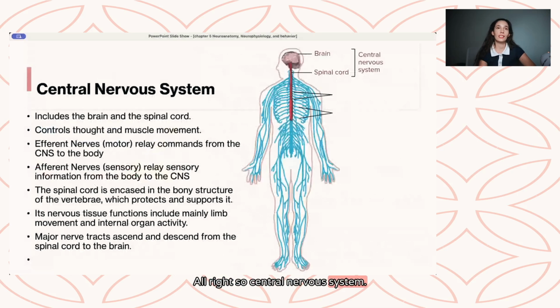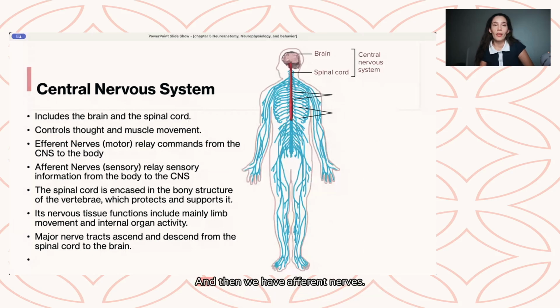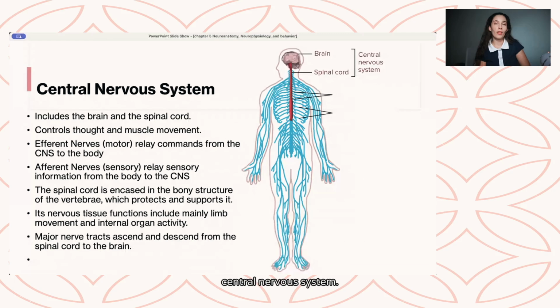All right, so central nervous system. Our central nervous system is in the center, right? So we have our brain, we have our spinal cord. It controls our thoughts and muscle movements. We have efferent nerves. These are motor, which relay commands from the central nervous system to the body. And then we have afferent nerves. These are our sensory, and they relay sensory information from the body to the central nervous system.